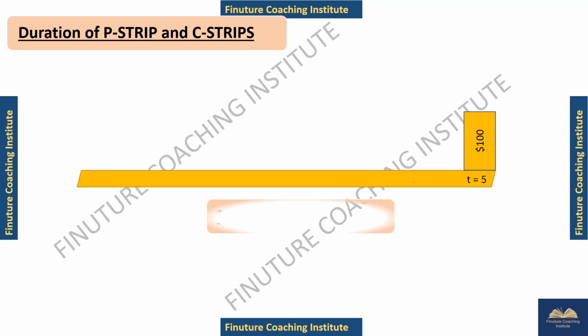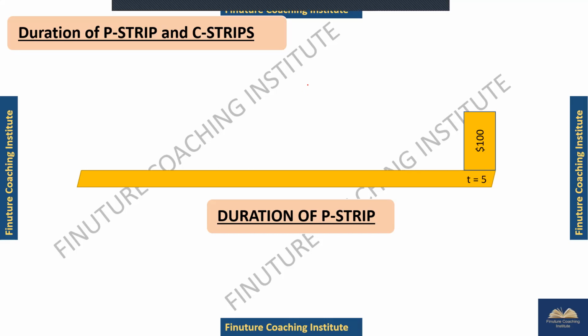So let's look at the duration of the P strip. As we saw, the normal bond gets segregated into a principal zero coupon bond and coupon zero coupon bonds. So the coupon components also get issued as zero coupon bonds. Be careful with the terminology. Given this is a zero coupon bond, I'll make a note of this.